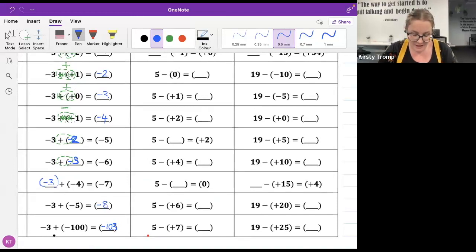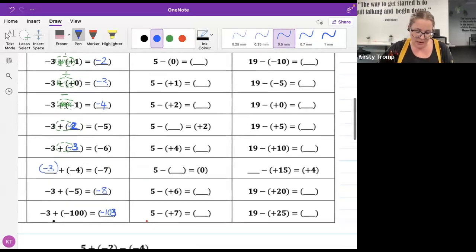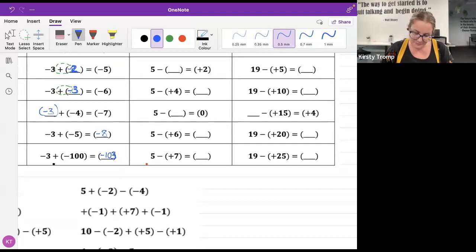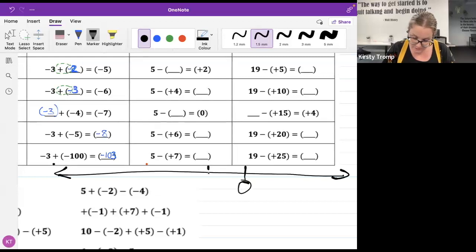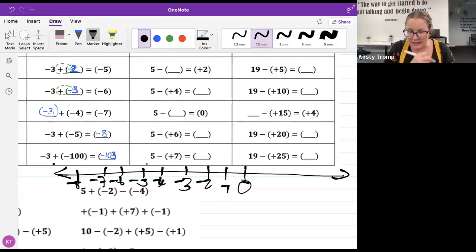Hi, ma'am. What's your question, Owetu? I just wanted to know, how did you get negative 8? How did I get negative 8? So Owetu, I'm going to draw a number line. Here's my number line. I'm going to start here: 0, negative 1, negative 2, negative 3, negative 4, negative 5, negative 6, negative 7, negative 8, negative 9, negative 10, and I can carry on going, okay? I'm starting here at negative 3, so here's negative 3, and I need to minus 5.